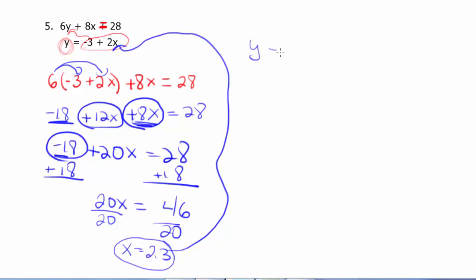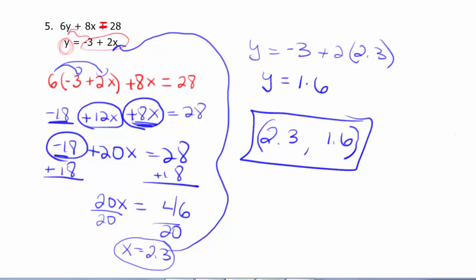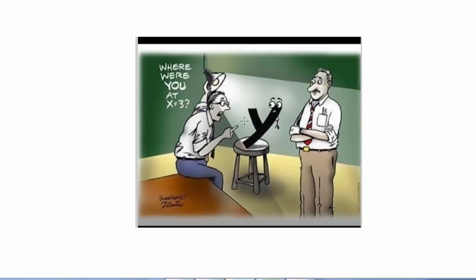So y equals negative 3 plus 2 times 2.3. Okay, when you put that all in your calculator, you're going to get 1.6. Okay, so the point is (2.3, 1.6). Remember, your x always goes first. Your x is always first when you write that, okay? And that is it.